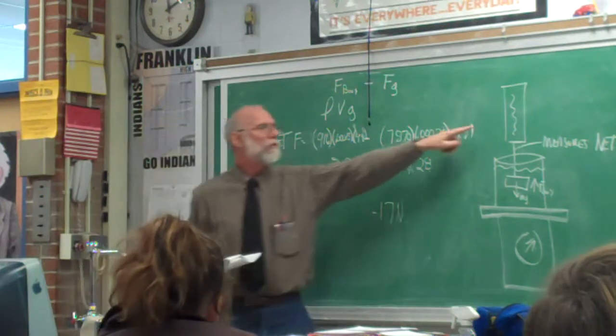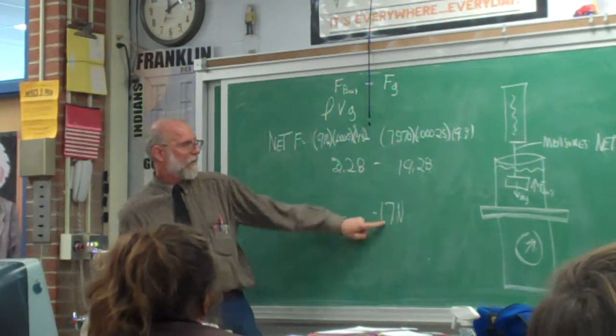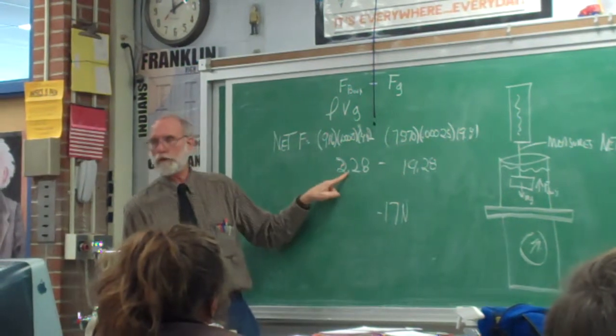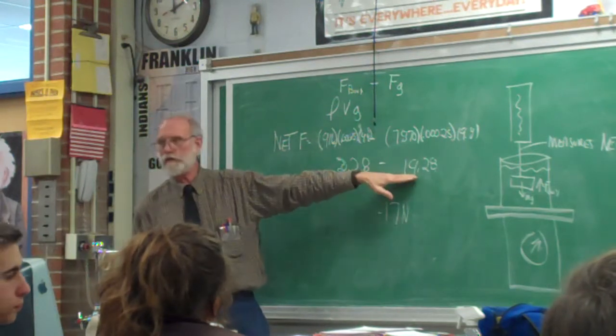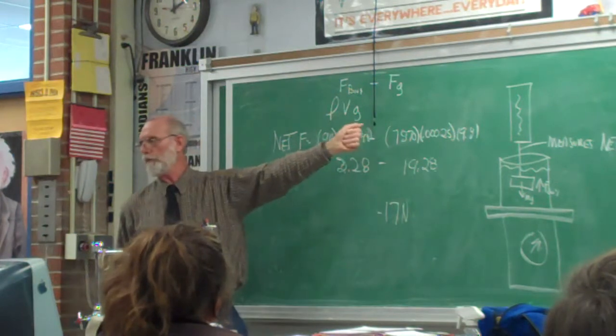And the 17 newtons would be what we register here. Because the 17 newtons of the spring scale pulling up, plus the 2.28 newtons of the buoyant force pushing up, would equal the 19.28 of the weight pushing down. And then you'd have equilibrium.